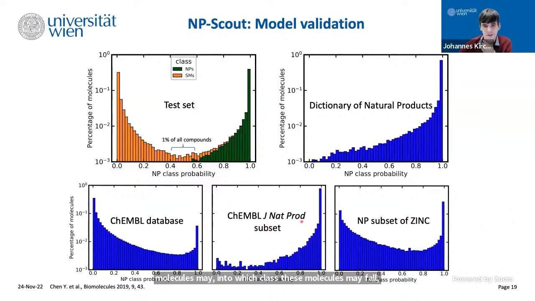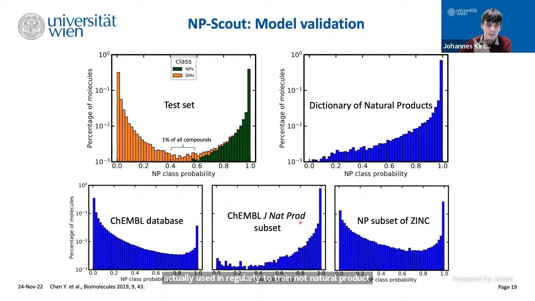And it's also very interesting to see this in the case of the ChEMBL database. The ChEMBL database provides a data set called the Journal of Natural Products subset. And this subset is actually used regularly to train natural product likeness scores.